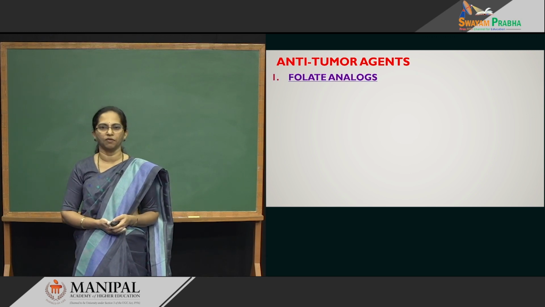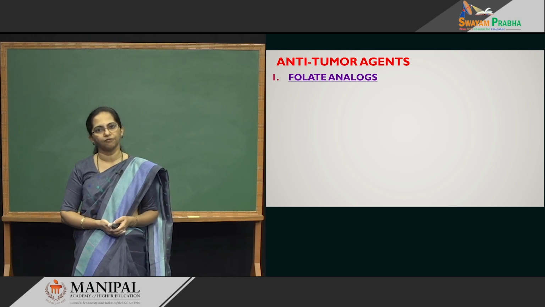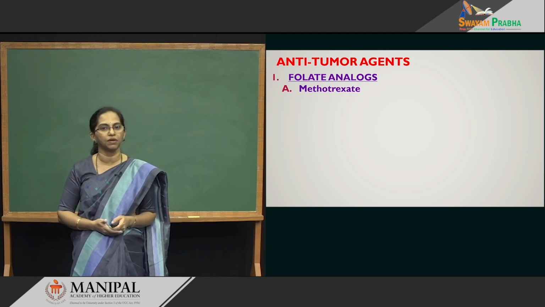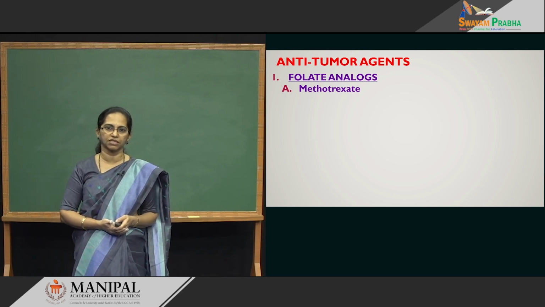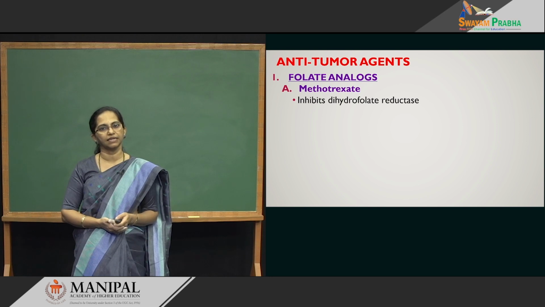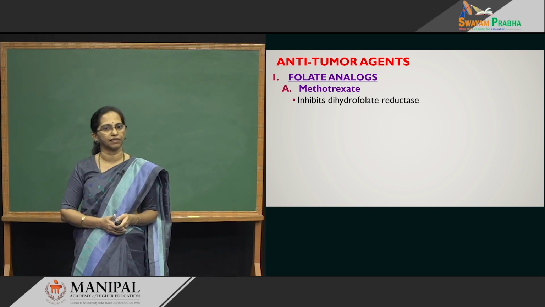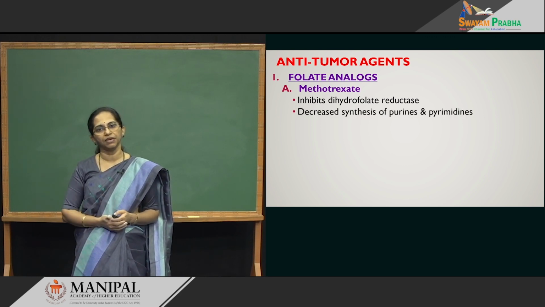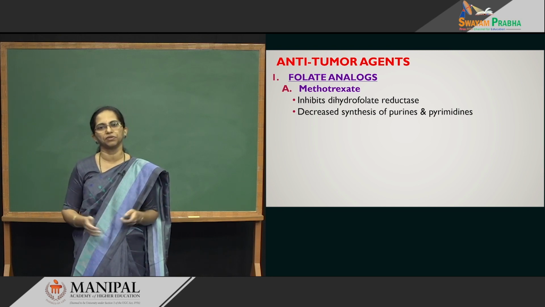We have a group of anti-cancer agents or anti-tumor agents called as folate analogues. Methotrexate comes in the list. It is the first and the most common used anti-cancer agent. What is methotrexate resembling? Methotrexate is an inhibitor of which enzyme? Dihydrofolate reductase. So, if you use methotrexate, what will happen? You will be decreasing the purine and pyrimidine production. That means you are not producing DNA.